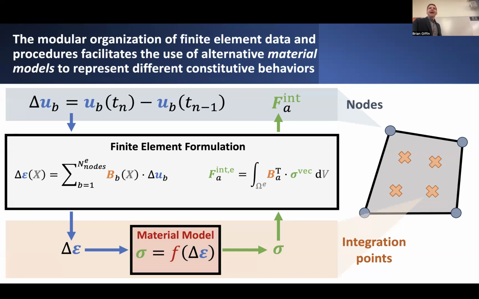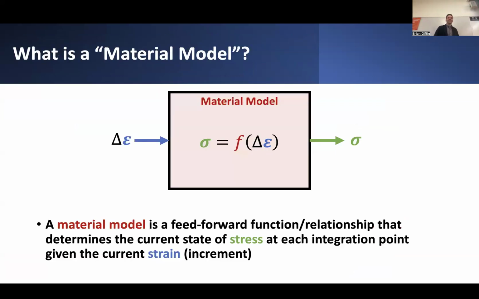So how exactly do we do that? How do we include this more general relationship and substitute in different options for different material models to represent new and interesting material behaviors? Well, like I said, it basically corresponds to defining some function, if you like.